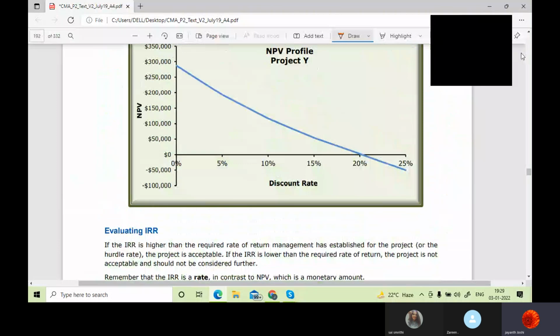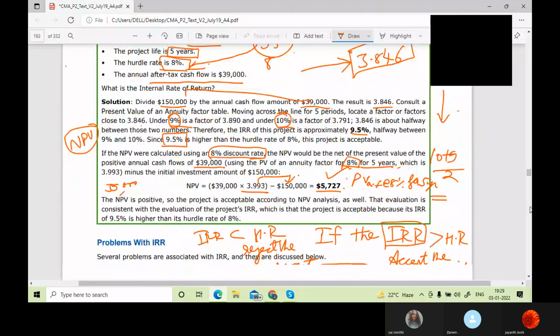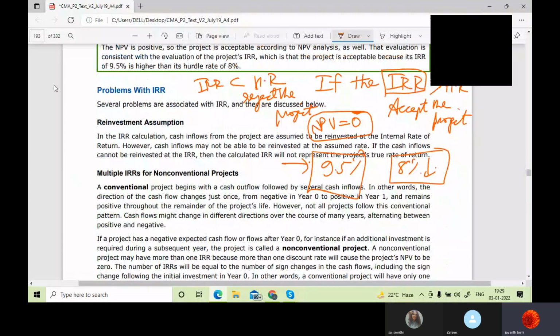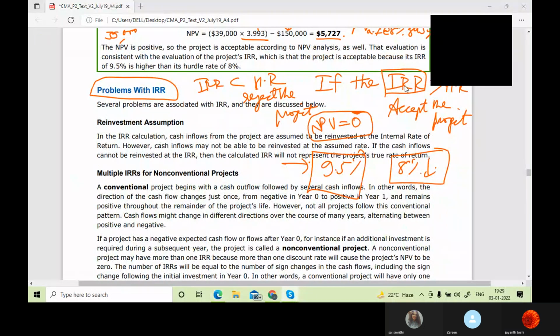See, there are some issues with the IRR method. Let us check. Problems with IRR. Reinvestment assumption. In the IRR calculation, cash inflows from the project are assumed to be reinvested at IRR, but that is not always possible, correct? It is not always necessary or possible for you to reinvest at the same IRR. So that is what they are saying.